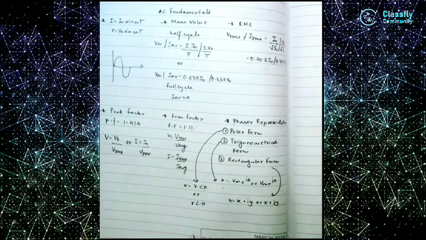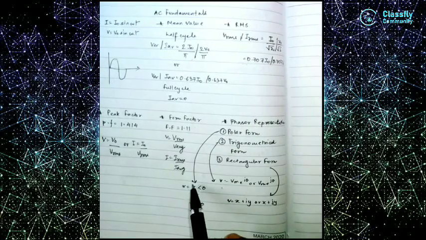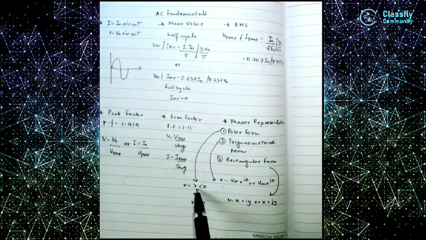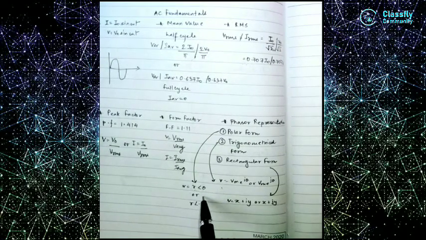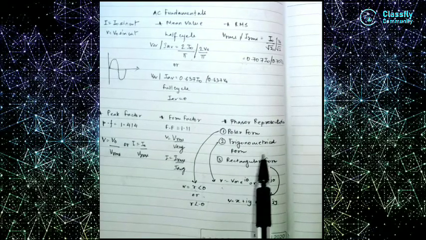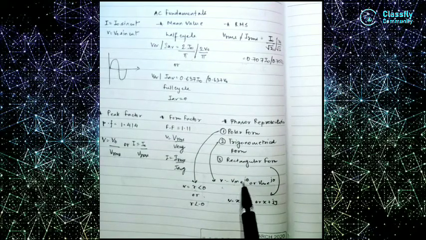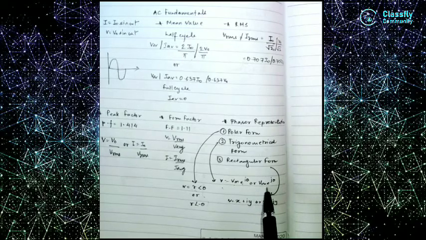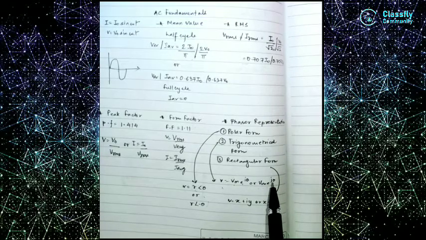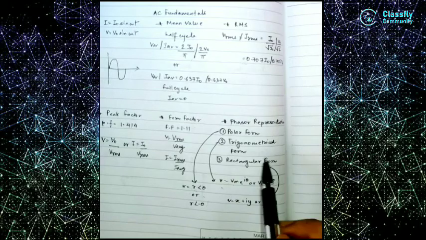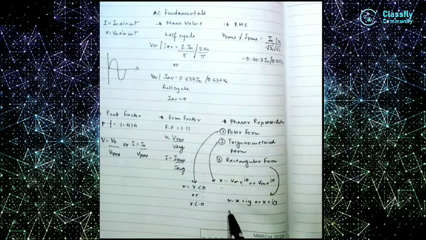Here V is the instantaneous value, that is Vm sine omega t, and R is the Vm and theta is the angle. Or you can say R angle minus theta whenever the theta is negative. Similarly, there is the exponential form. It says V equals Vm e to the j theta, or Vm exponent of j theta. And the last form is the rectangular form, which states that V is equal to x plus jy, in some places denoted by i and in some places by j.